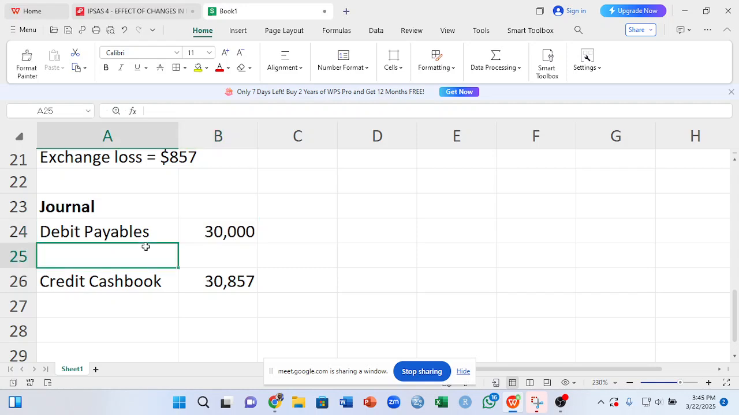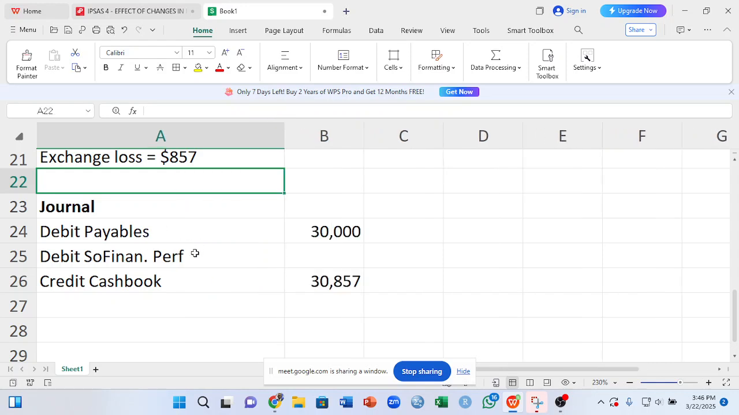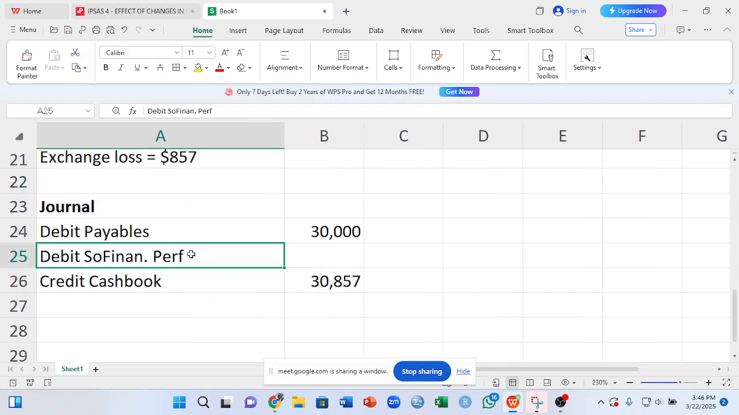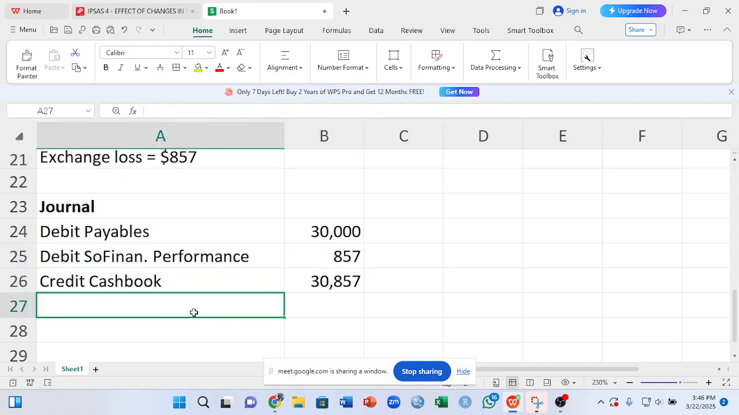Then the additional, we are supposed to debit the statement of financial performance, right? If you remember, we said to go to the statement of financial performance. So that will be 857. Or someone can choose this approach too.